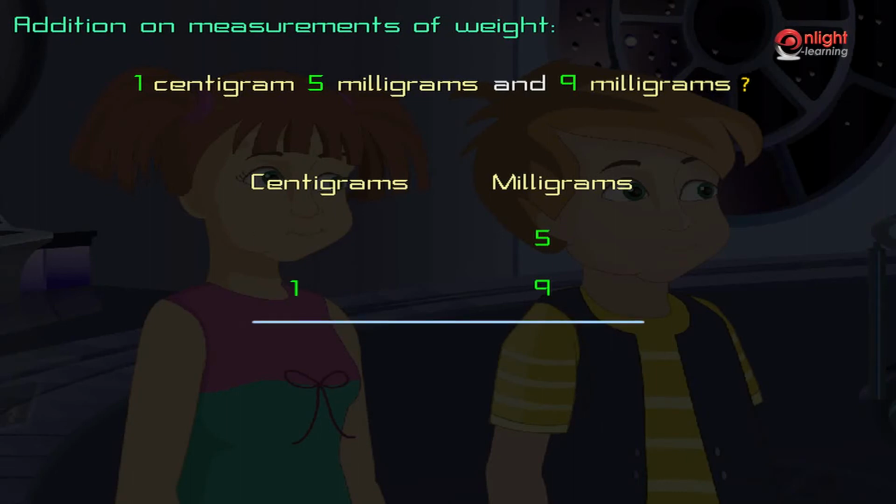Adding from the right, first we add 5 and 9, which gives 14. Since 10 milligrams is equal to 1 centigram, we carry 1 to the left and keep 4 under the milligram section. Now adding up quantities in the centigram section, we get 2. Hence, the sum is 2 centigrams 4 milligrams.